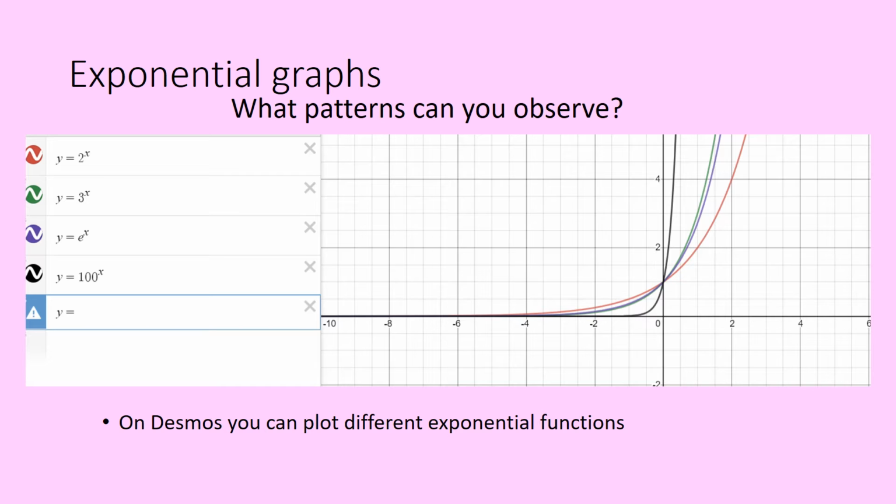And can you see they follow a similar general trend of increasing rapidly as x increases? The speed of increase is dependent on the base. So y equals 100 to the power of x increases much more rapidly than y equals 2 to the power of x.